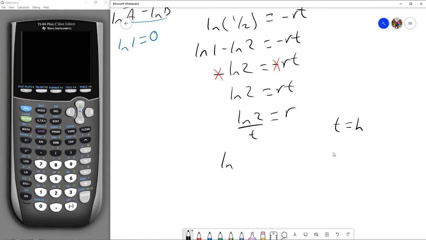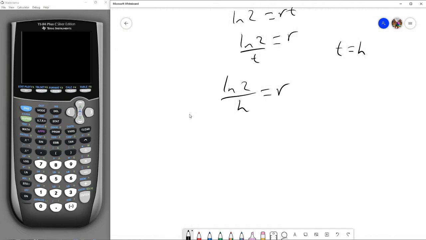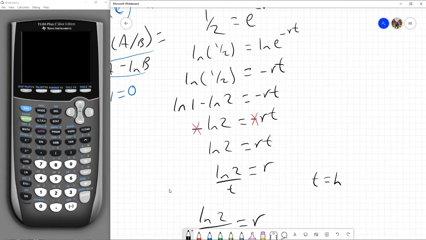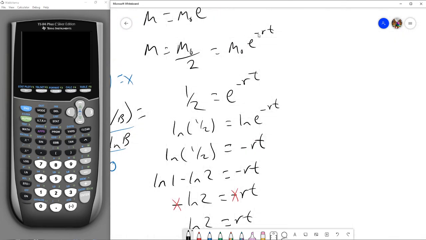So this tells us that the natural log of 2 over our half-life is going to equal our relative decay rate. So that's the relationship between our two models. It looks very similar. The only difference now is that we're going to have a negative in our equation. So let's go ahead and look at an example now.